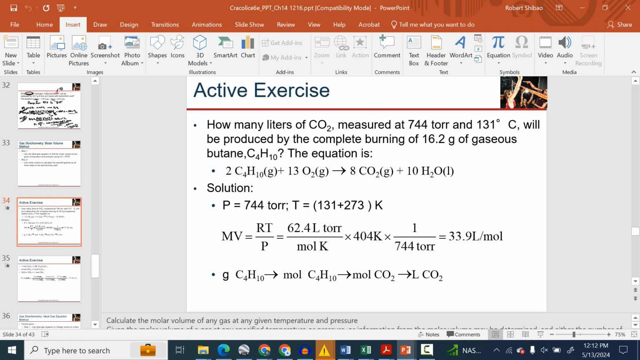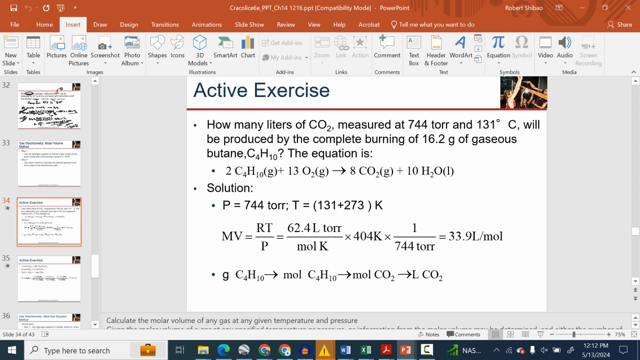They calculate using their R. They have a bunch of R's. And so they get this, and they just use it as a conversion factor in the stoichiometry map, going from moles of CO2 gas to liters of CO2 gas. For any gas, it doesn't have to be CO2. We have 33.9 liters per mole under these conditions of temperature and pressure.